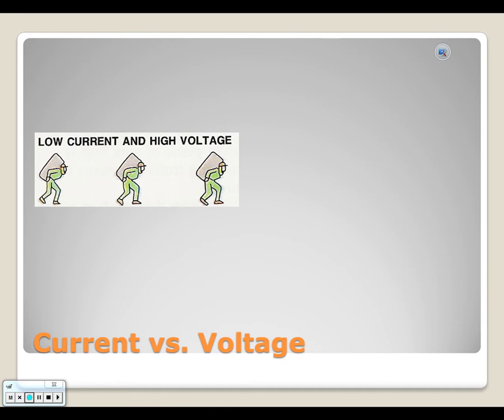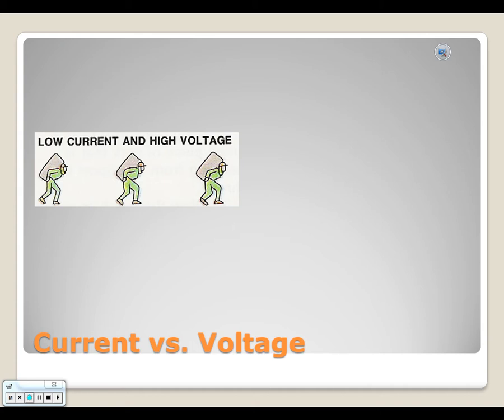High voltage, low current. The fact that it's high voltage means what? A lot of potential energy. But low current means not as many carrying charges. 9-volt battery. Each time an electron goes through this battery, it gains 6 times as much energy as this battery. 9 volts versus 1.5 volts.